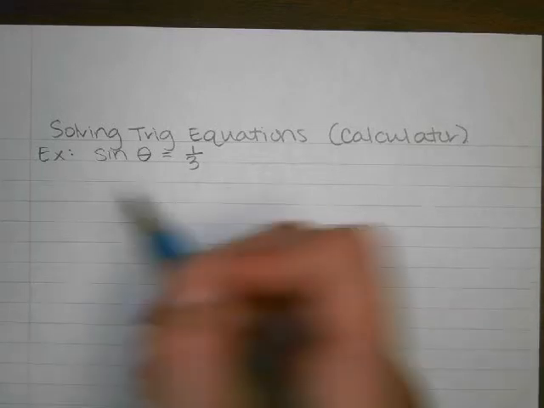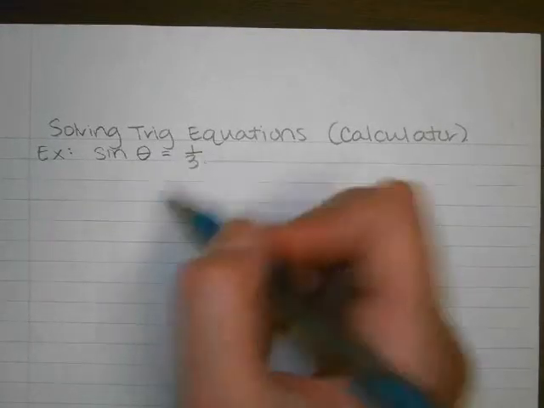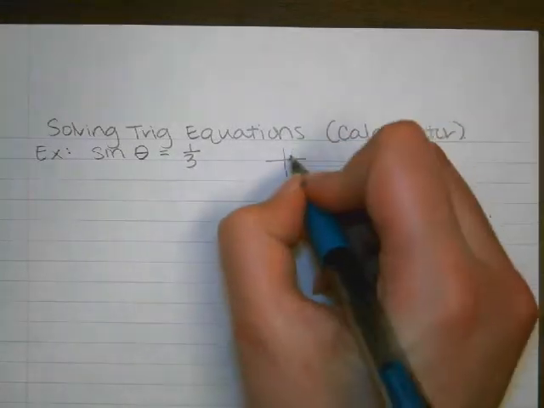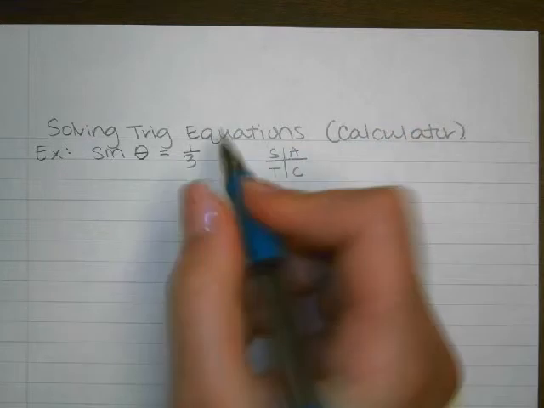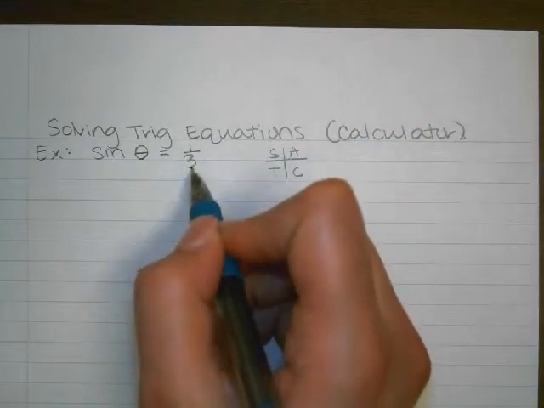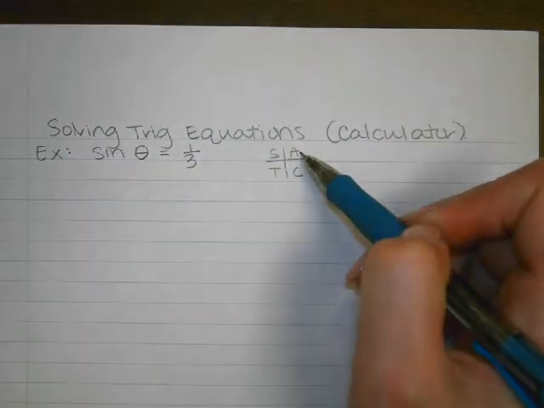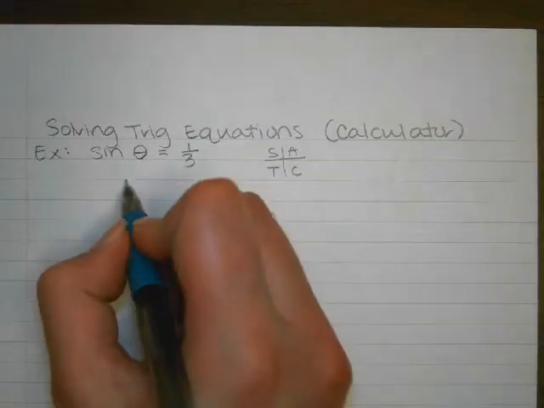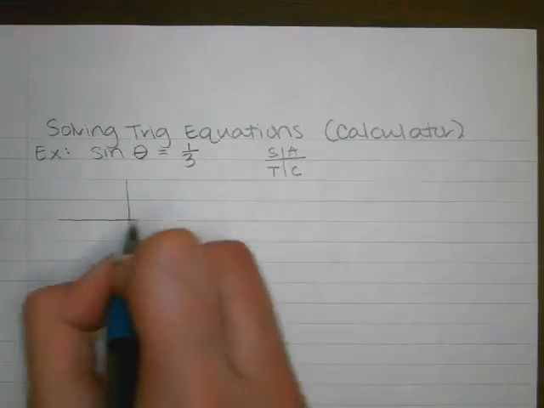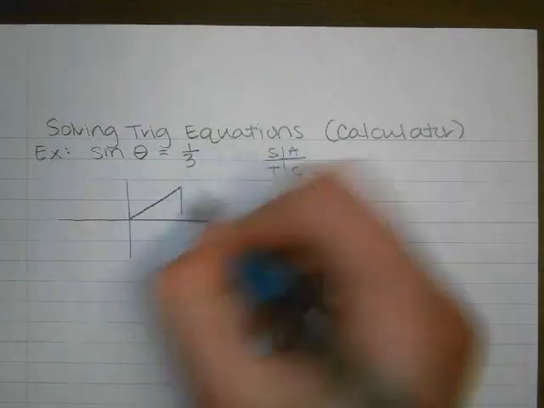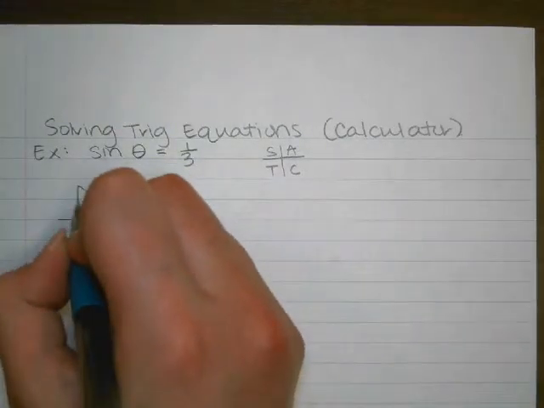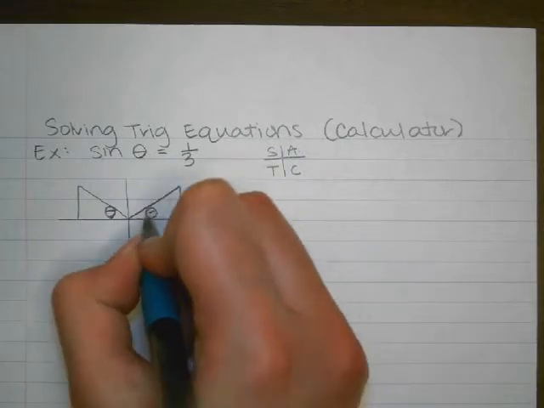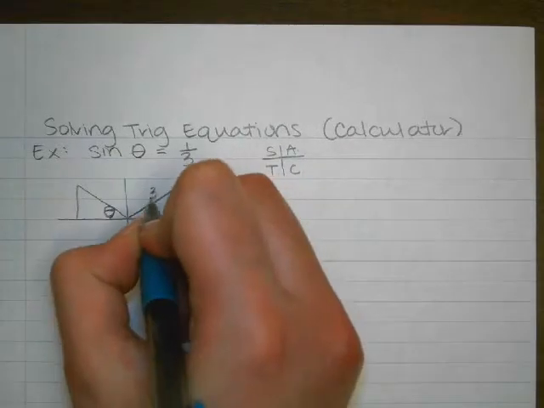So first, since we don't have a unit circle to look at for 1/3, we have to draw the picture ourselves. So if I think about which quadrants would have ratios for sine that are positive, it would certainly be the first quadrant because everything is positive in the first quadrant, and then it would also be the second quadrant. So I'm going to go ahead and draw two triangles, one in the first quadrant and one in the second quadrant, and for both of those triangles, I'm going to show that the opposite side is 1 and the hypotenuse is 3.